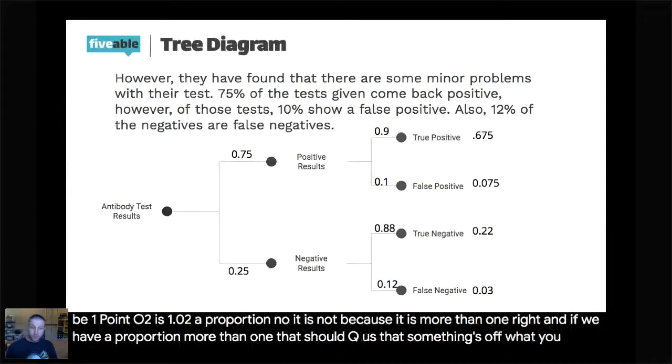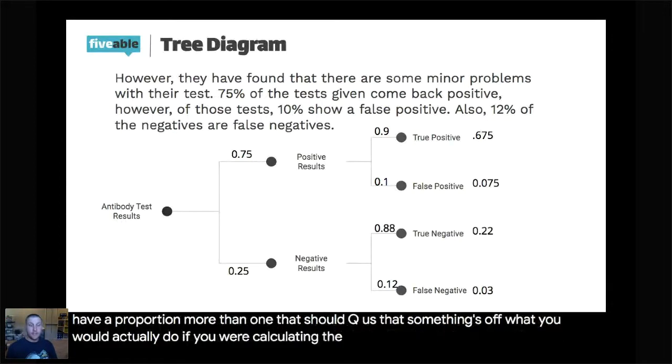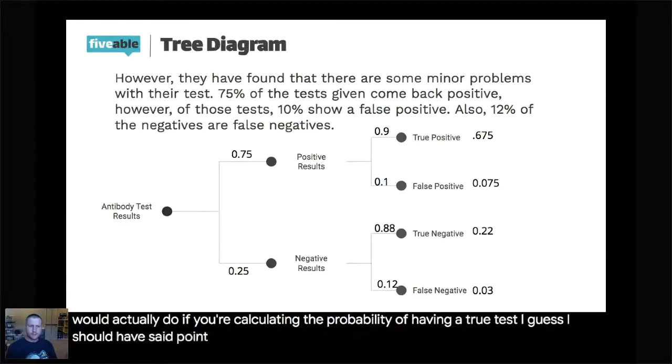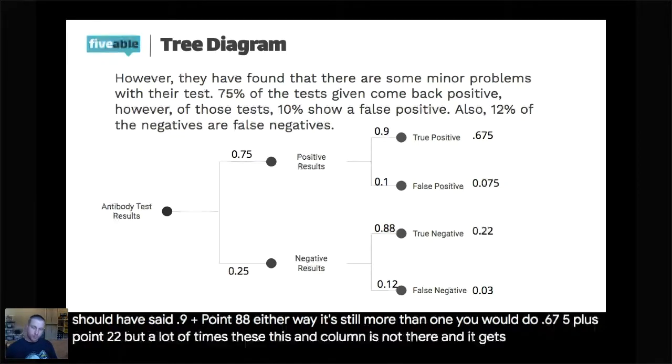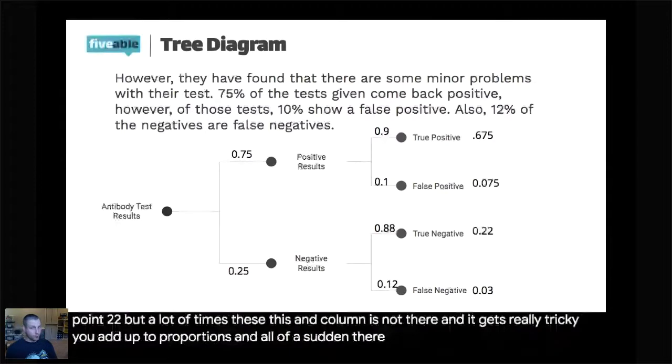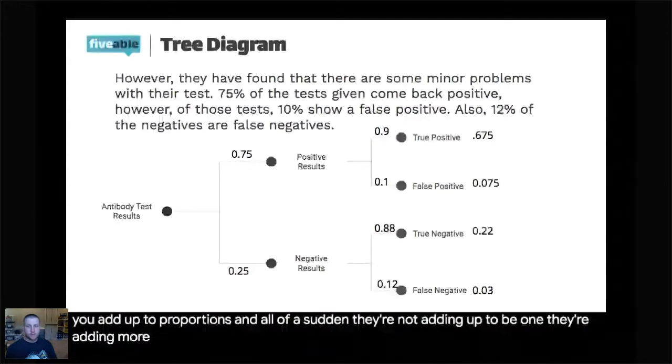What you would actually do if you were calculating the probability of having a true test, I guess I should have said 0.9 plus 0.88. Either way, still more than 1. You would do 0.675 plus 0.22. But a lot of times this and column is not there, and it gets really tricky. You add up two proportions, and all of a sudden they're not adding up to be 1. Or they're adding up to be more than 1, and you're kind of stuck. Okay. So let's look at this problem from a different approach.